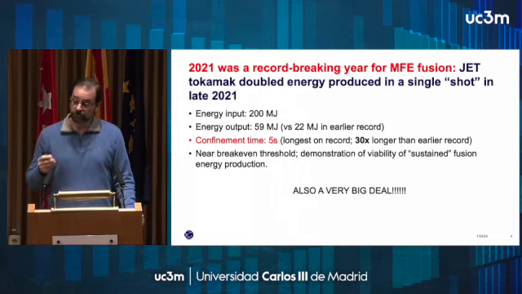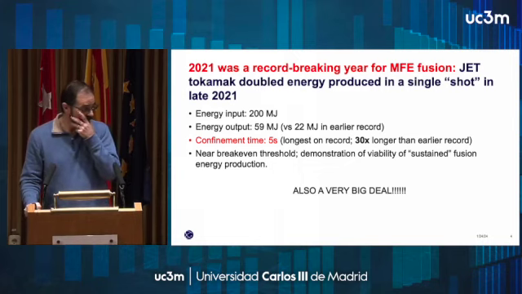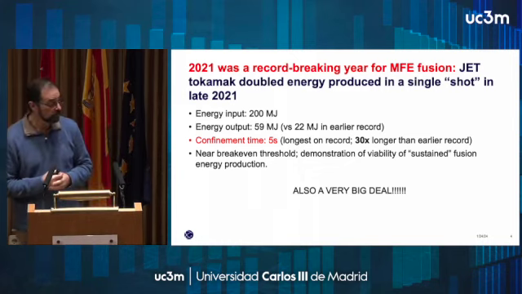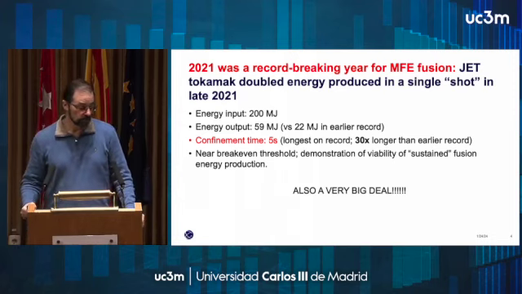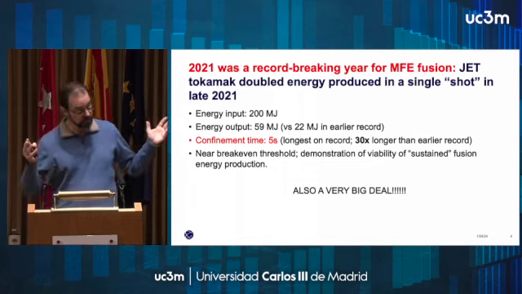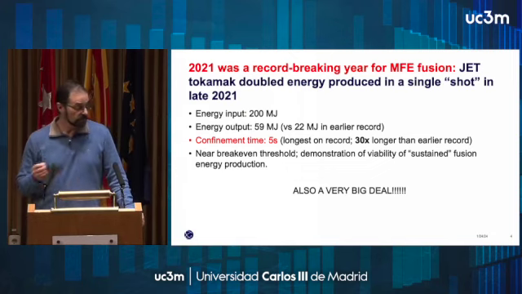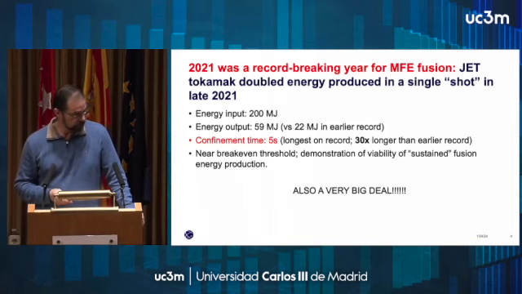2021 was also a really good year for magnetic fusion. JET actually doubled the energy in a single shot and extended the shot by about 30 times. Which was the longest shot on record, and sort of demonstrates sustained, quote unquote, because still it's only a few seconds, but compared to the timescales of the plasma, it's a very long time in a tokamak device.